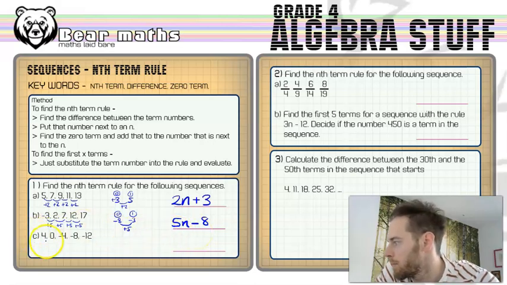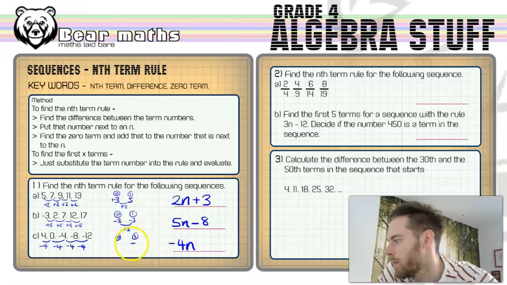Now, in C, we start at 4, and this time we are going down. We are taking away. So we're going to go minus 4, because you can see the difference is 4, but it's a negative 4. We're going down this time. So we're actually going to put minus 4n at the beginning of the rule, and then once again we're going to find the zero term.